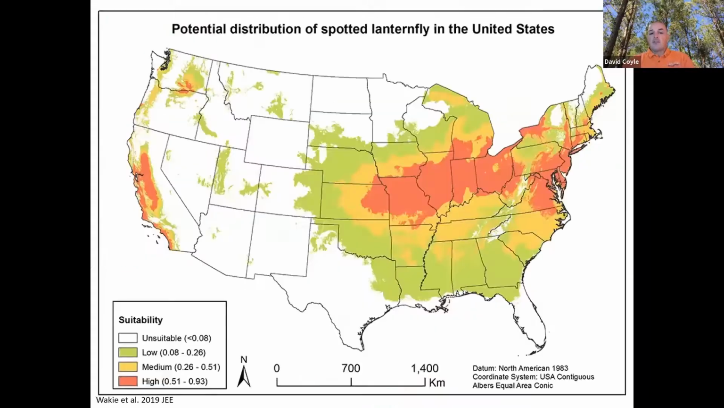Now, that said, the potential distribution of SLF is pretty big, right? Especially across the middle of the country. There's a lot of areas where there's very suitable habitat, and this is by host plants. It feeds on over 100 host plants that we know of. Climate is right, so it's certainly not that there's not a lot of places where it could expand. It just hasn't yet, and it likely will.